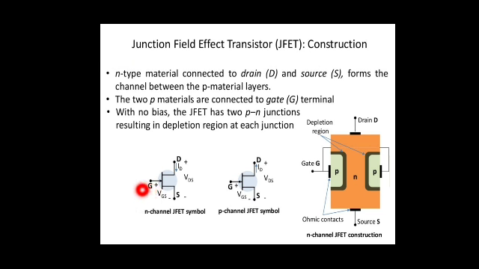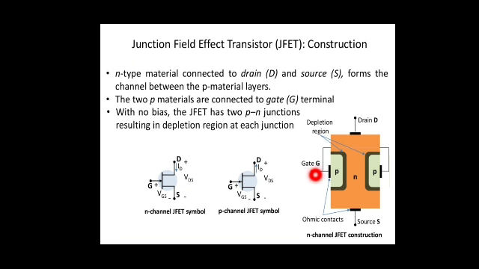So if you take n channel JFET, you can see the arrow is going at the gate terminal. Here this is drain, source and gate. Now whenever you are applying positive voltage at the p terminal, whenever the gate is forward biased, the current will move into the gate.